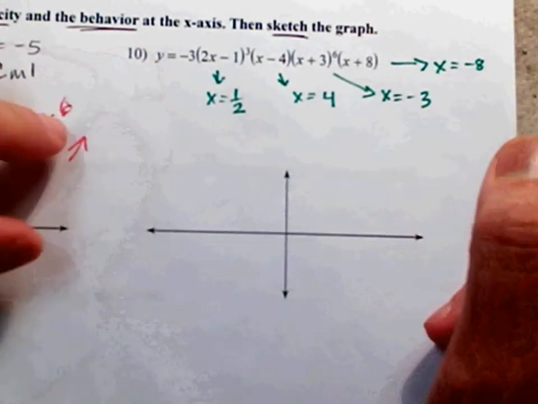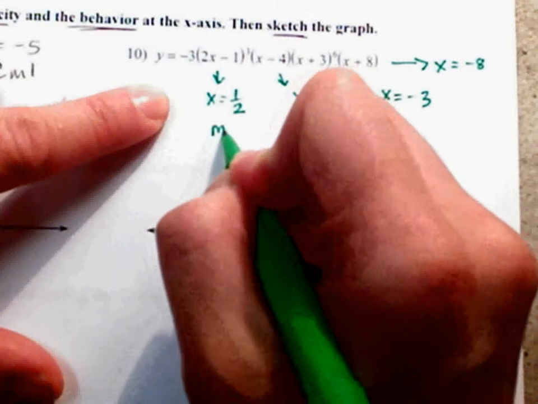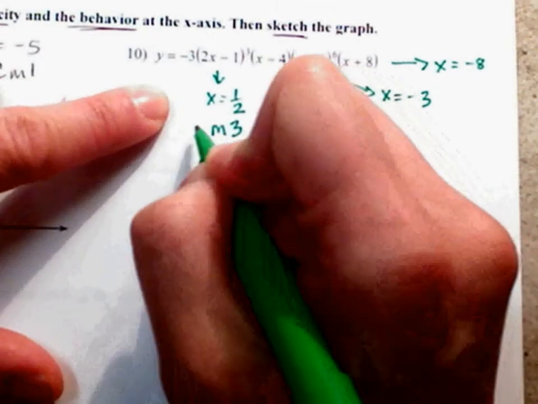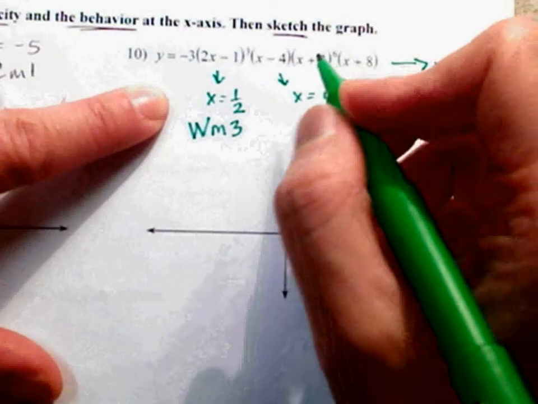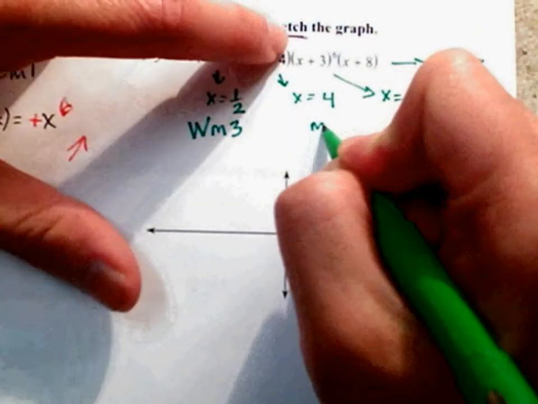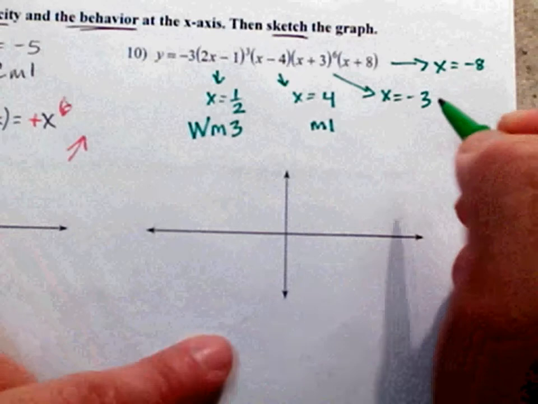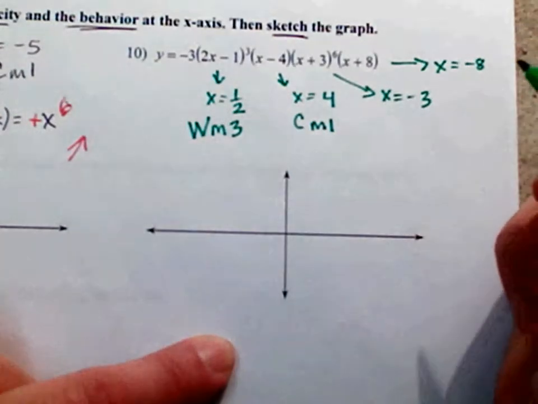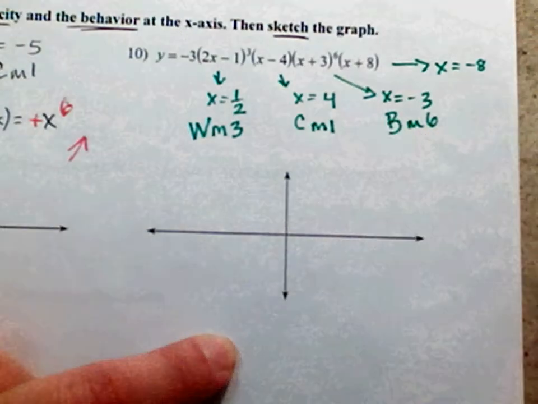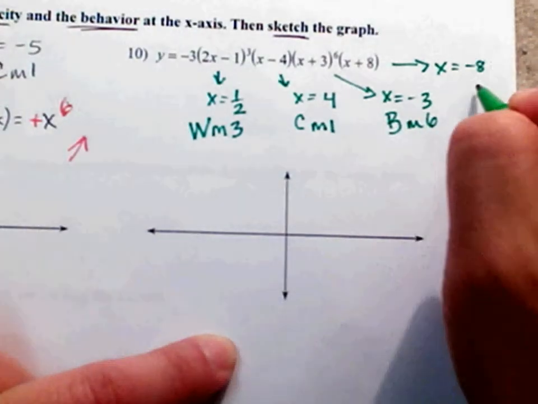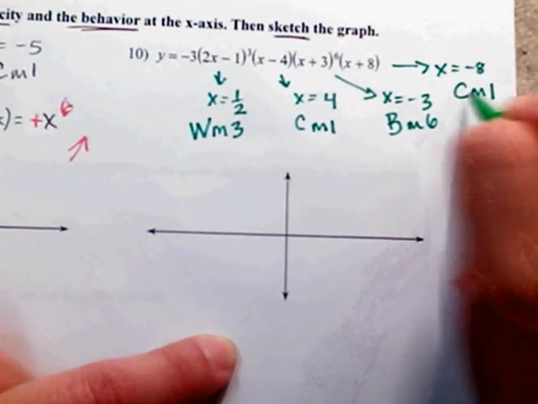Now let's take a look at our multiplicity. This one has a multiplicity of 3, so that's going to be a wave. It's an odd, but not a 1. This one has a multiplicity of 1. See, your exponent's a 1, so that's going to be a cross. This one has a multiplicity of 6. That's a bounce. And this last one has a multiplicity of 1, and that's a cross.